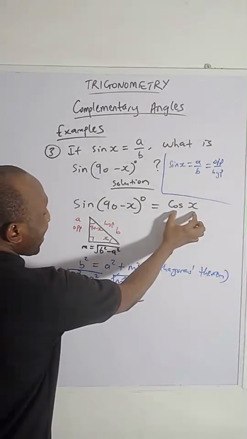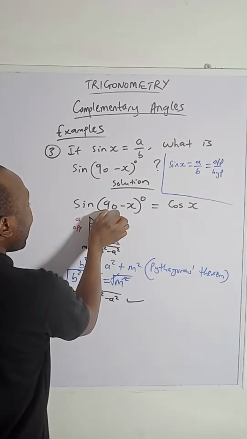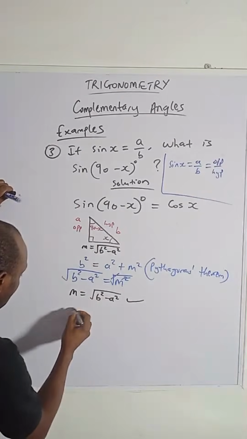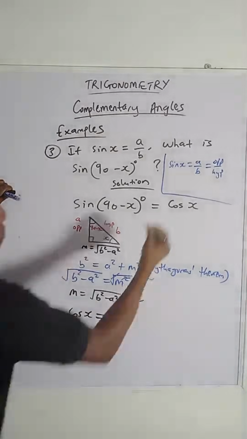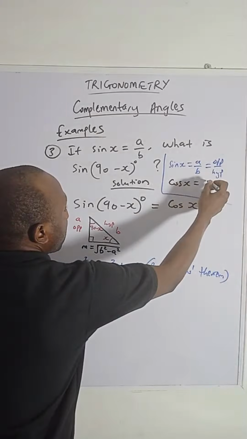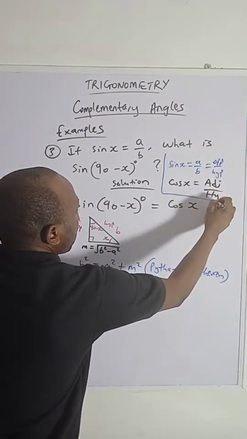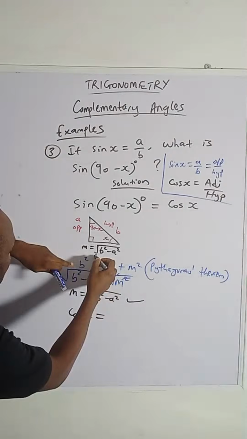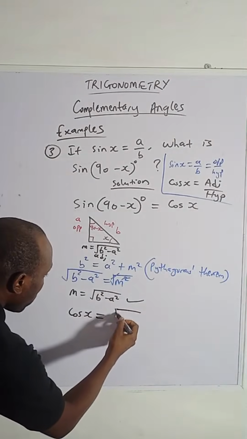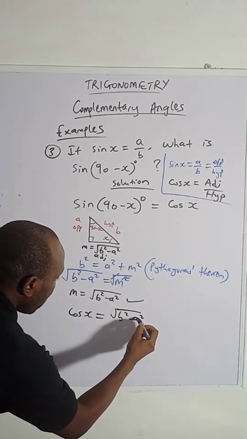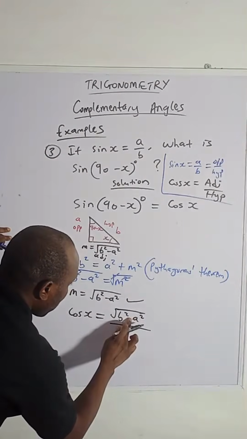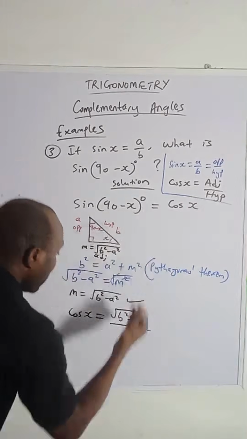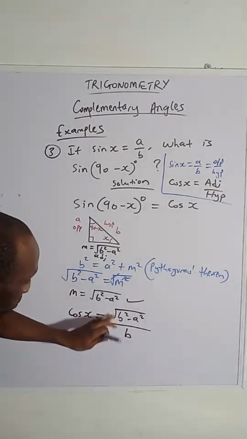What will now be cos x? Cos x is equal to sine 90 minus x. We're no longer using this one anymore. So cos x is what? From what we know about cos, it is adjacent over hypotenuse. So where's the adjacent here? It is this one here. This is adjacent. So you have the square root of b squared minus a squared, all divided by what? By the hypotenuse. And that's what? B. So cos x is equal to this.